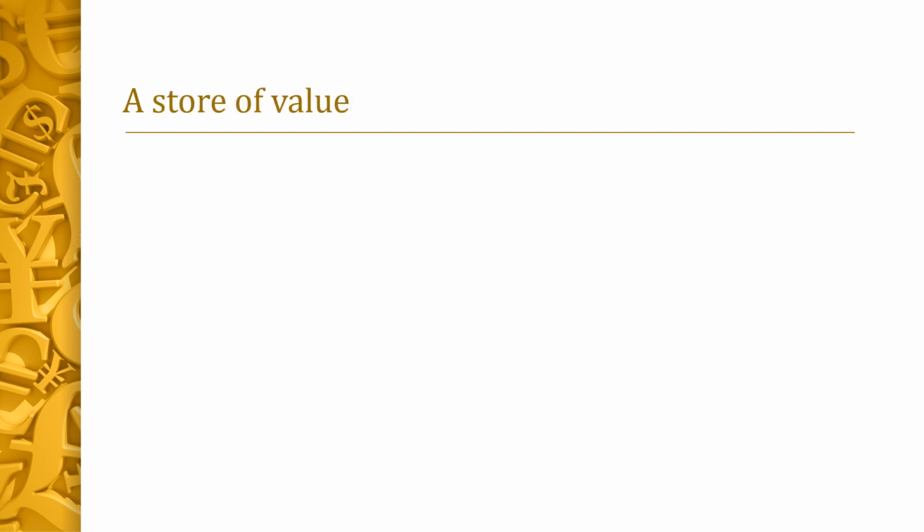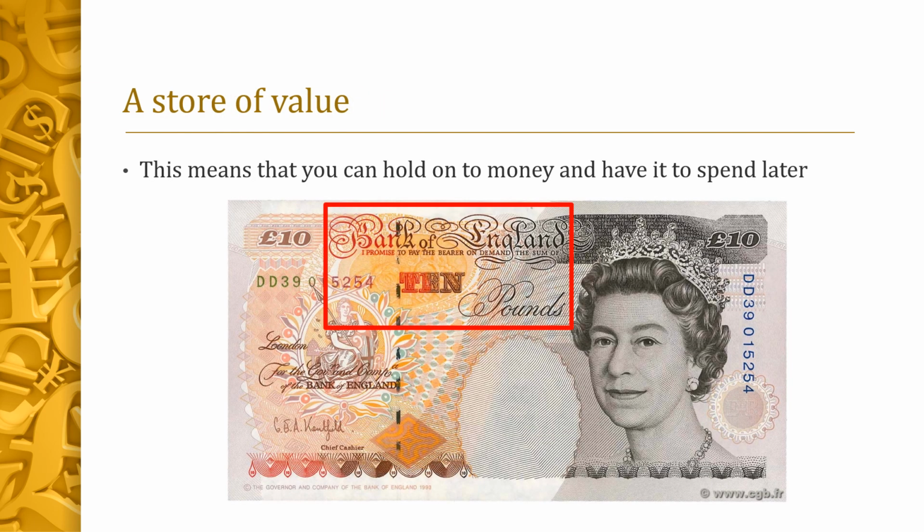Money as a store of value means that you can hold on to money and have it to spend later. If I put this £10 note into a drawer for a year, when I take it out, it will still be a £10 note. If you look closely on British banknotes, you'll notice they all have a promise from the Bank of England to pay their value.